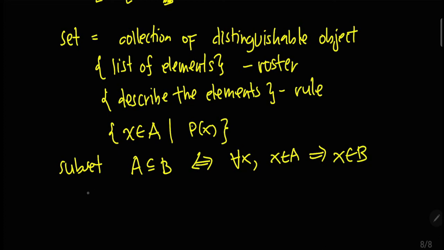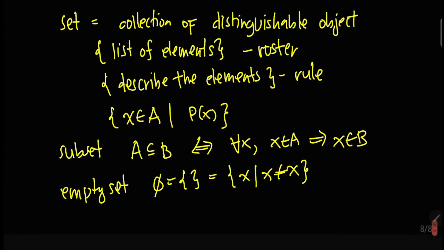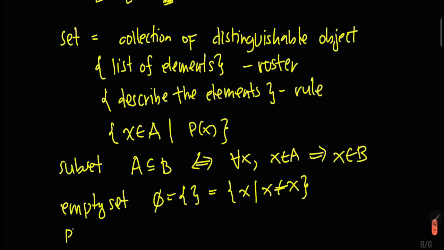An empty set is a set containing no element, or any object that contradicts each other. And finally, the power set is the set of subsets, or rather let's call it the collection of subsets.